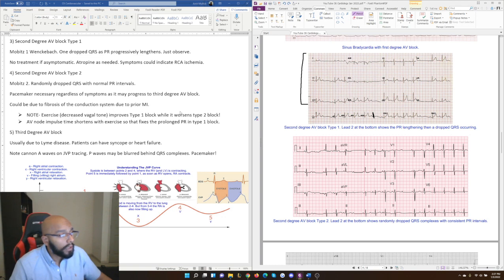Exercise improves type 1 block but worsens type 2 block, which fits the scenario that it was a person with a previous MI, because you don't tell previous MI patients to really exercise, right? That can further worsen the recovery of their MI. So that's what I'm explaining here, that the AV node impulse time, or the AV delay, shortens with exercise. So that actually fixes the prolonged PR in type 1 block. But over here in type 2 block, if you exercise, you actually need more QRS complexes, right? You need to double your heart rate sometimes. They're not going to be able to. They're just going to have more missed QRS complexes, and that's going to be a problem.